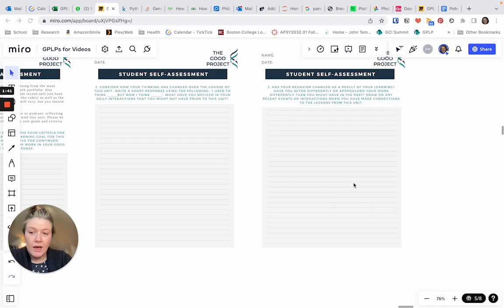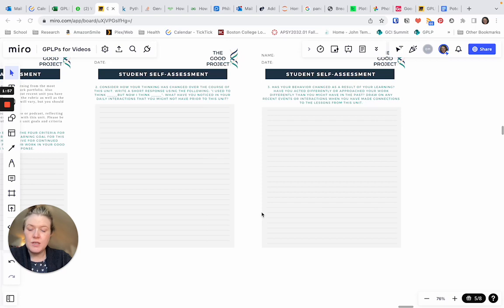Maybe they're using their values more, for example, in Unit 1. Are they using values in a different way? Are they thinking about mission in a different way? Has their behavior changed in the way that they're actually interacting with others in the world? This is a time for them to reflect on that question.